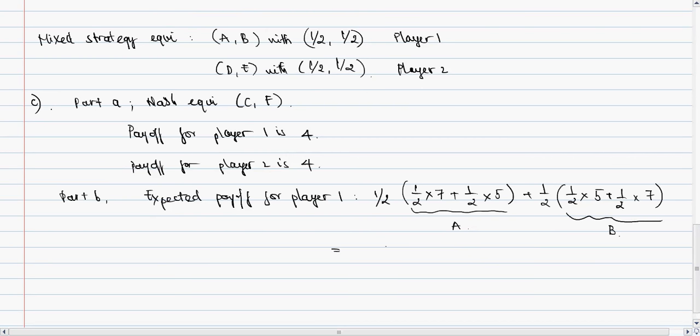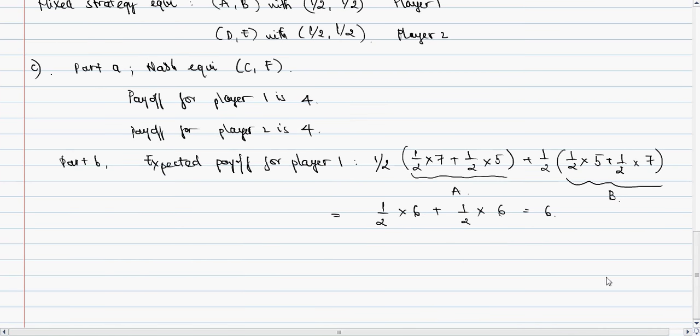So together I get half here. The payoff that player 1 can get by playing A is 6, plus half of the chance he's playing B, and by playing B he will get 6 again. So basically he will get 6, an expected payoff. So that is how we find the expected payoff for each of the players in the mixed strategy Nash equilibrium.